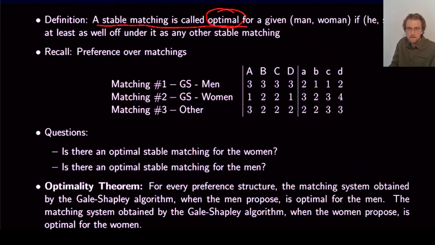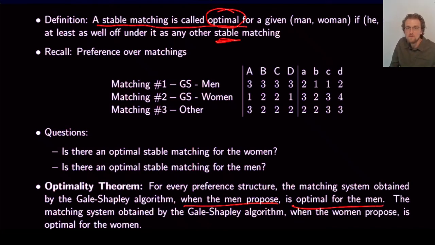So if I say a stable matching is optimal, here in this particular case, what I mean by optimality is that it's best for a particular person out of all the stable matchings. I'm not saying it's best out of all the possible matchings, right? Only best out of all the stable matchings. And the optimality theorem for the Gale-Shapley algorithm says that for any input, when the men propose, the output of the Gale-Shapley algorithm is optimal for each man, okay?